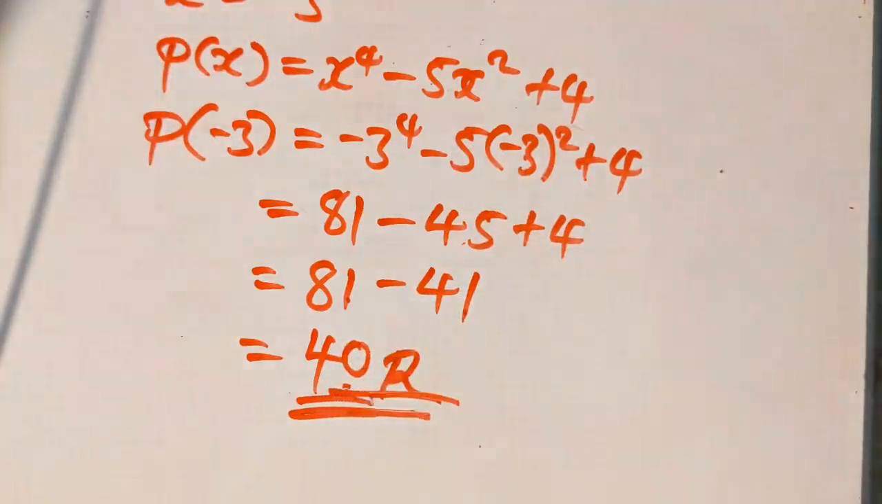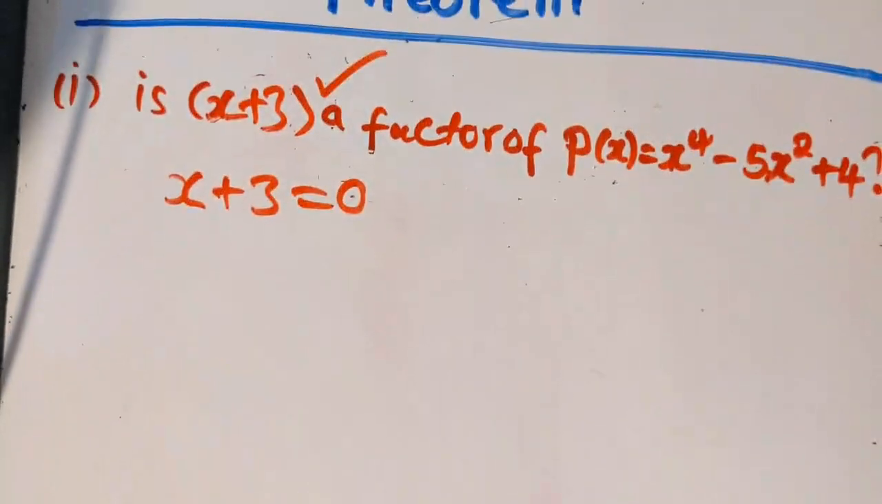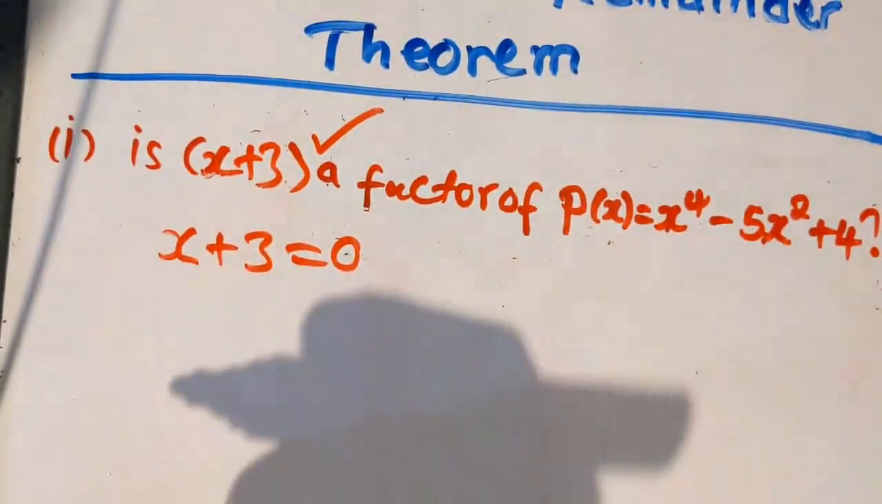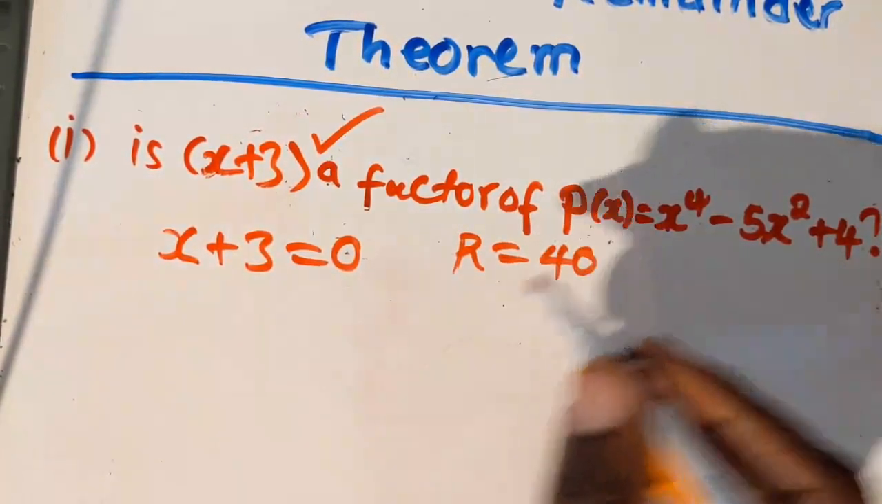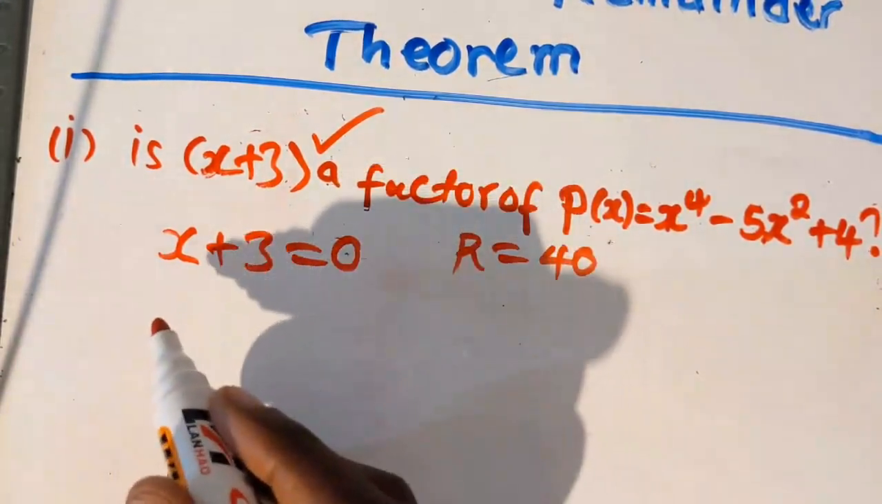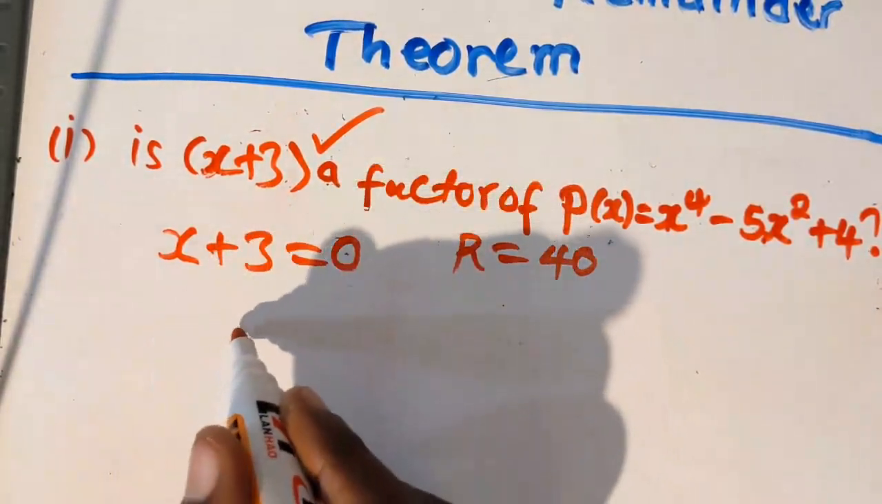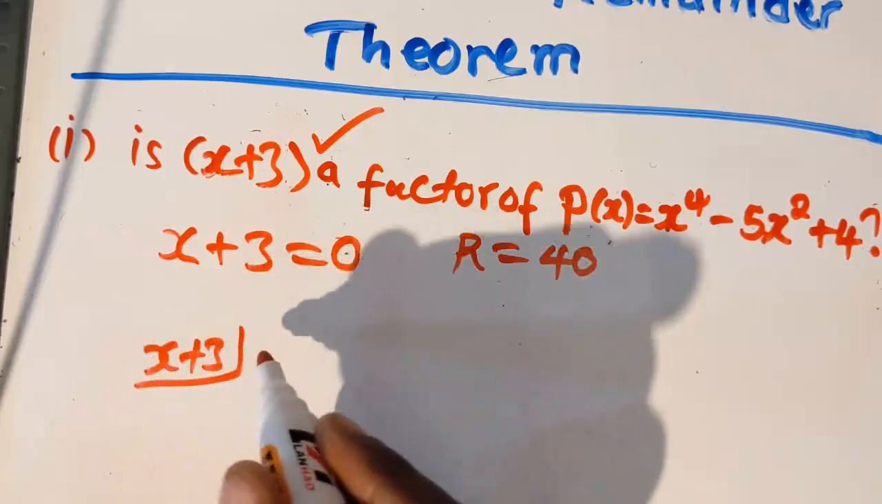Okay, so if we try to solve this question, let's say by long division or synthetic division, it's one and the same. So let's try to solve it using long division. If we are going to find the remainder as 40, so the remainder is 40, right? So if we try to solve it by long division, we are going to say this is x plus 3, right?